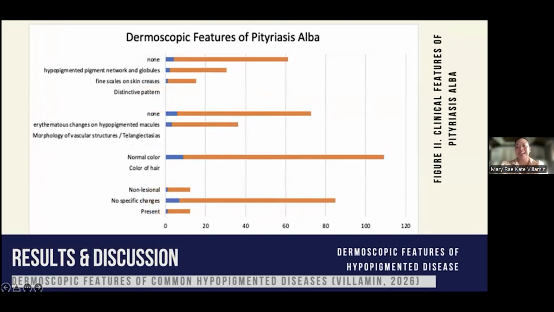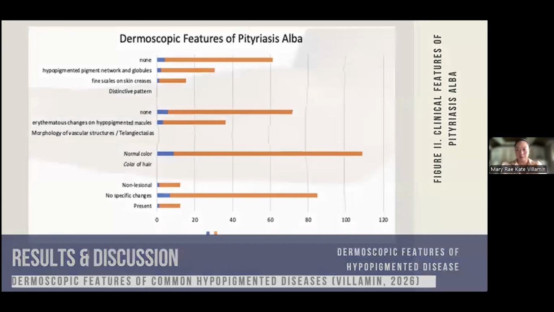55.56% of patients with pityriasis alba exhibited non-scaly lesions, while 33.33% have few scales and only 11.11% have multiple scales. The data also revealed no specific changes in 77.78% of hyperpigmentation, while a small portion comprised the presence of hyperpigmentation and non-lesional hyperpigmentation. A significant proportion of participants, specifically 57.1%, showed no distinctive pattern, whereas 28.5% demonstrated hypopigmented pigment network and globules.